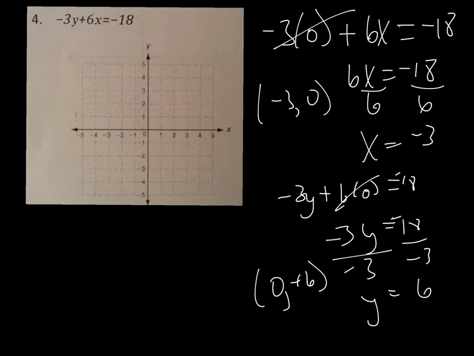All right, now I'm going to plot those. So at (negative 3, 0), which will be about right here, and (0, 6) is going to be about up there, and then when I connect them, there you go. There's your graph.